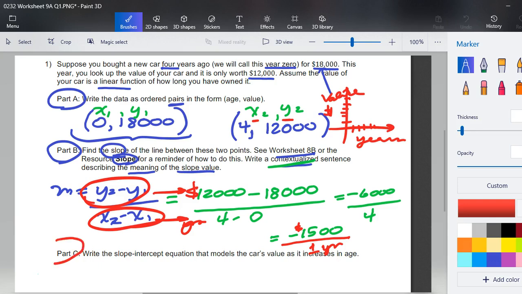Part C, write the slope-intercept equation that models the car's value as it increases with age. We know one equation together, and it's y equals mx plus b.